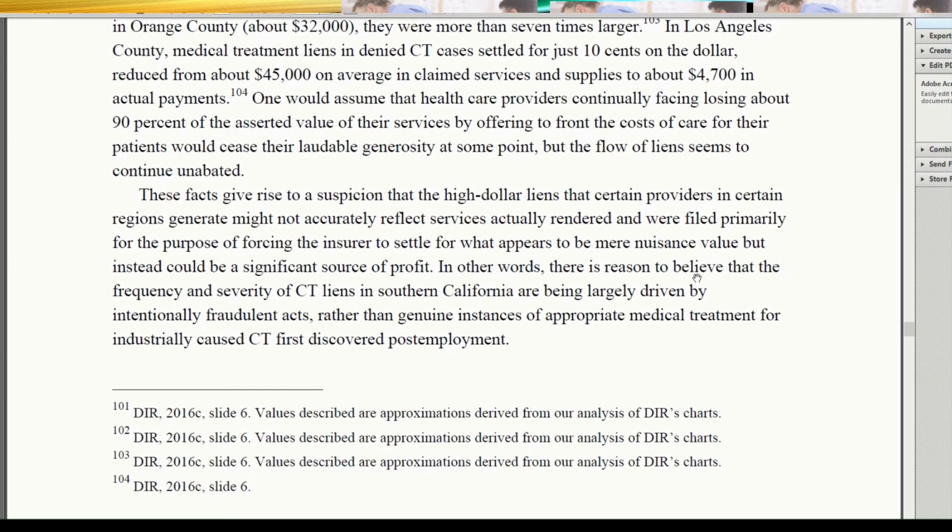In other words, there's reason to believe that the frequency and severity of cumulative trauma liens, and this is due to post-employment cumulative trauma claims for industrial injury, are being largely driven by intentionally fraudulent acts rather than genuine instances of appropriate medical treatment for industrially caused cumulative trauma, which was first discovered after the injured worker had separated from his relationship with the employer, the so-called post-employment cumulative trauma claim. So doctors, this explains how and why these cases come to us for the qualified medical evaluation, for the compensability evaluation under Labor Code 4060.